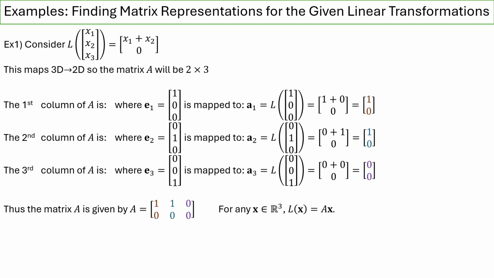Now, right away, we can assemble these 3 resulting vectors into the columns of matrix A. As you can see by the color coding, the first column is 1, 0, and the second column is also 1, 0, and the third column is 0, 0. This matrix A now defines the transformation for any vector x in R3.